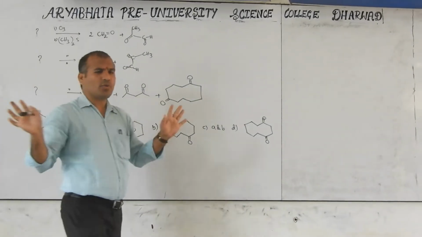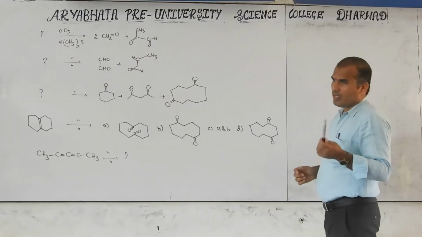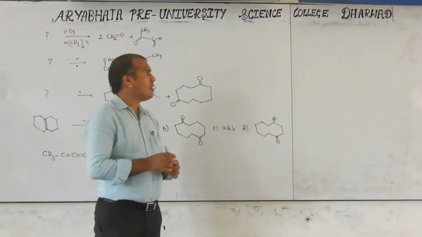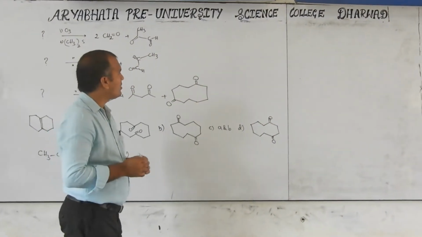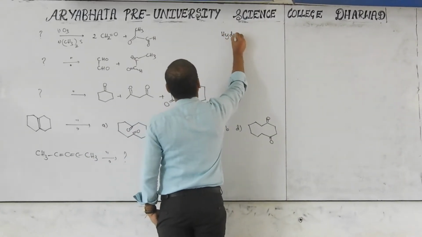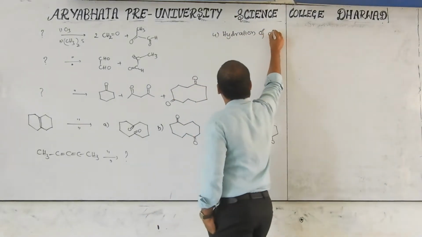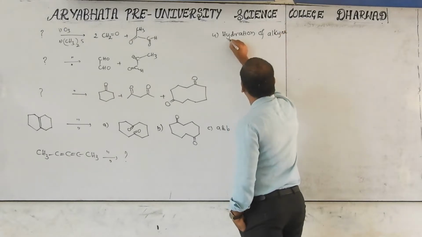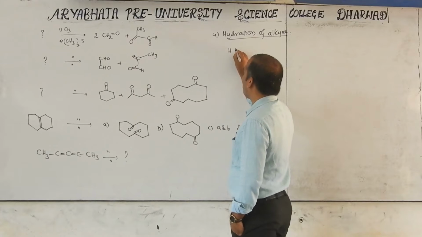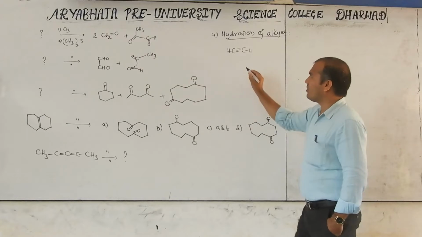Now, the ozonolysis part is maximally completed. Next part is what you also studied: hydration of alkyne in the presence of H2SO4 and mercuric sulfate. This is called hydration. I think this is the fourth one, hydration of alkyne. The first one, the basic alkyne, which one? Ethyne.